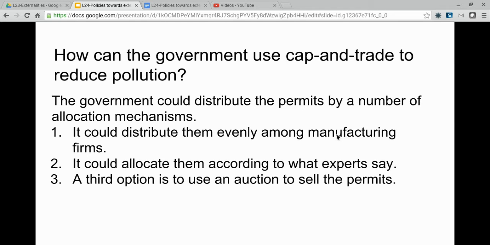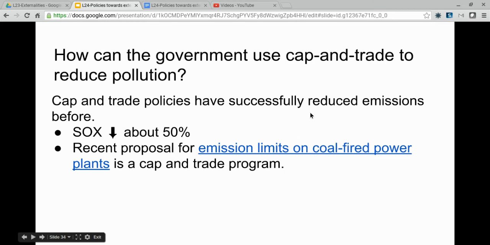Cap and trade policies have been used successfully before. Cap and trade policies have reduced emissions for SOx, that is sulfur dioxide, in United States power plants by about 50%. The Obama administration's recent proposal for emissions limits on coal-fired power plants was also a cap and trade program.